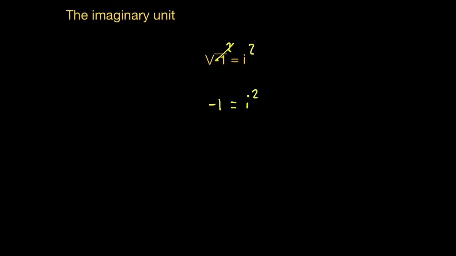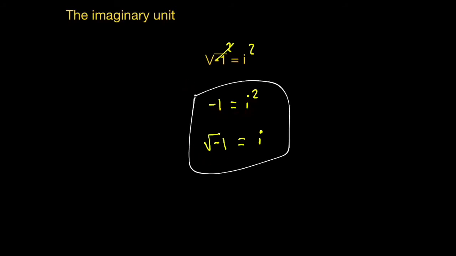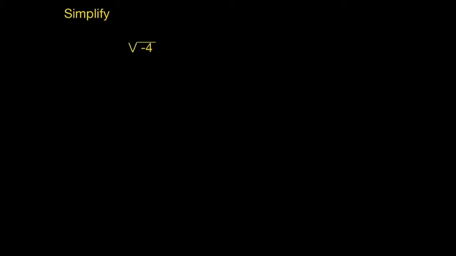So these are going to be our two new exchange rates. Whenever we see the square root of -1, we can exchange it for an i. And whenever we see an i squared, we can exchange it for a -1. And to get the square root of negative numbers, we're going to use this part. The square root of -1 is equal to i. So let me show you how to do this.